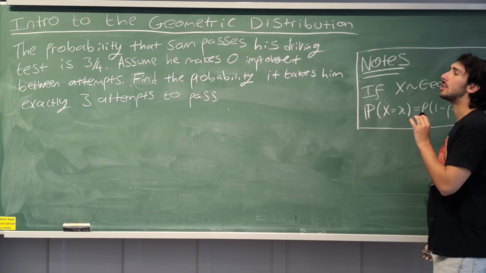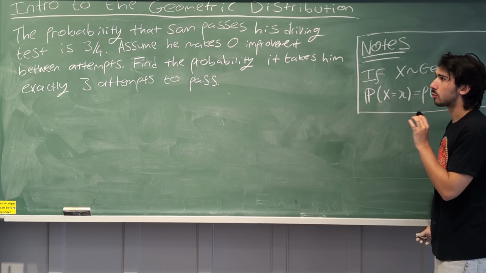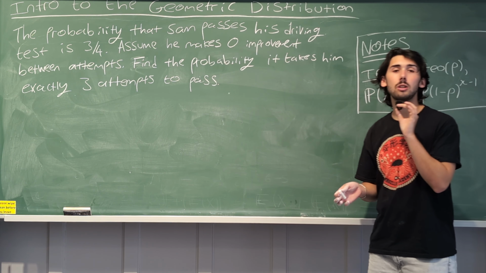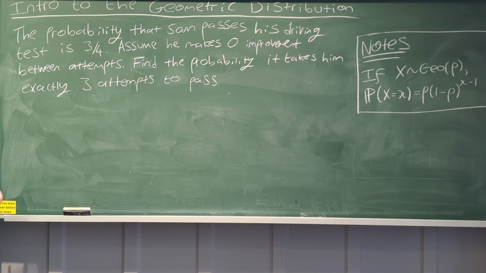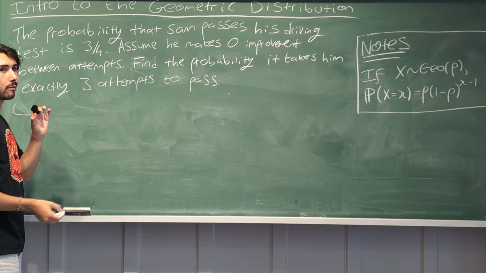Now, you might not need to do all the fancy geometric distribution stuff to be able to answer this question, but I'm going to do it in order for you to get a feel for it, okay? Because other questions can be more complicated. So the first thing that we need to do is define a random variable.